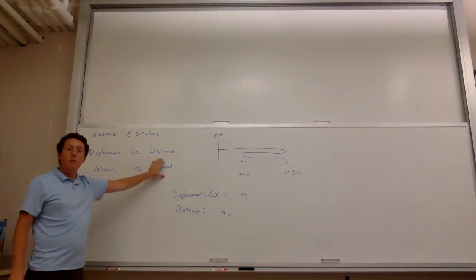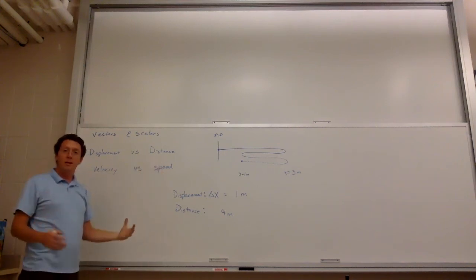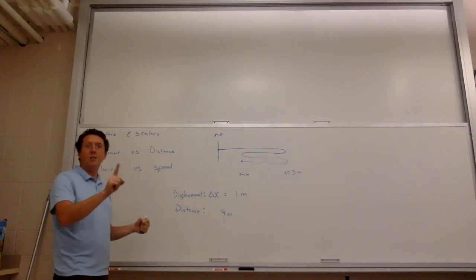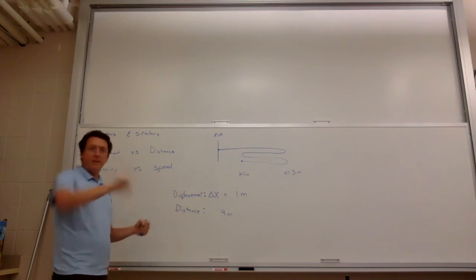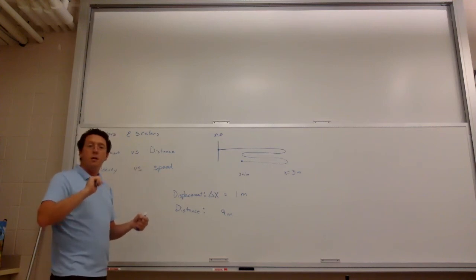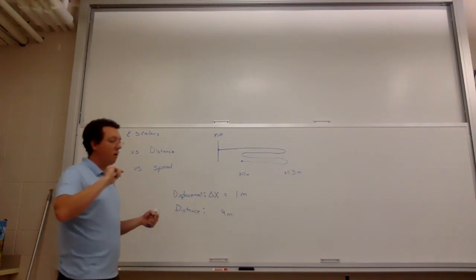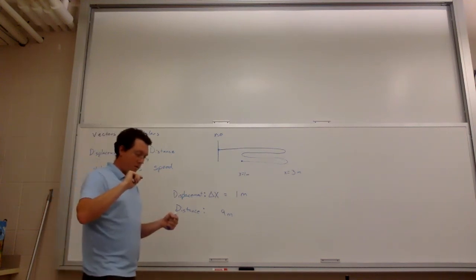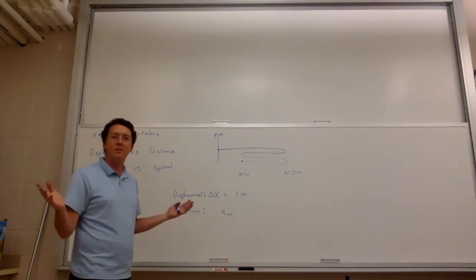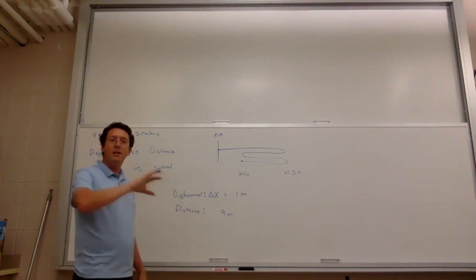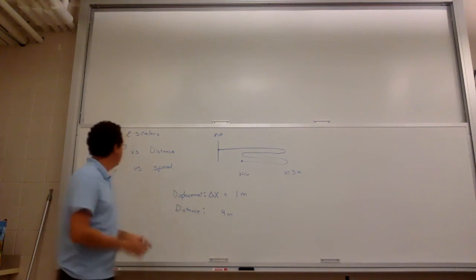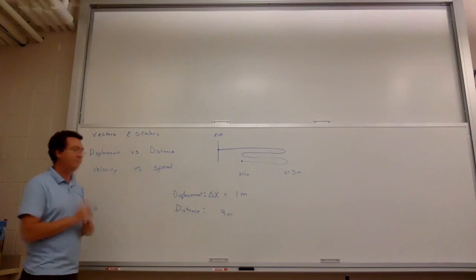Speed, on the other hand, will be just a number. So if you're in a car, you have a speedometer, and it deflects. You can go faster, you can go slow. But the speedometer doesn't care whether the road is taking you north or south or east or west. It just reads the same. So what you see on a speedometer is a speed. It's a scalar quantity. It doesn't know about direction. So speed is going to be a scalar.